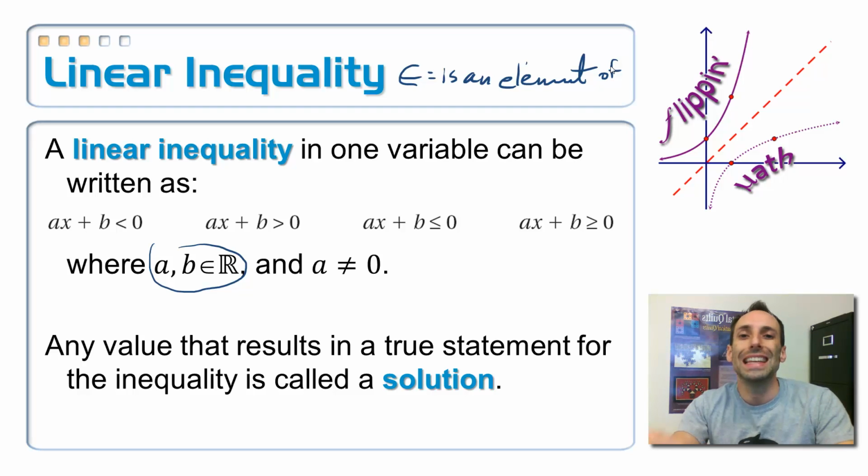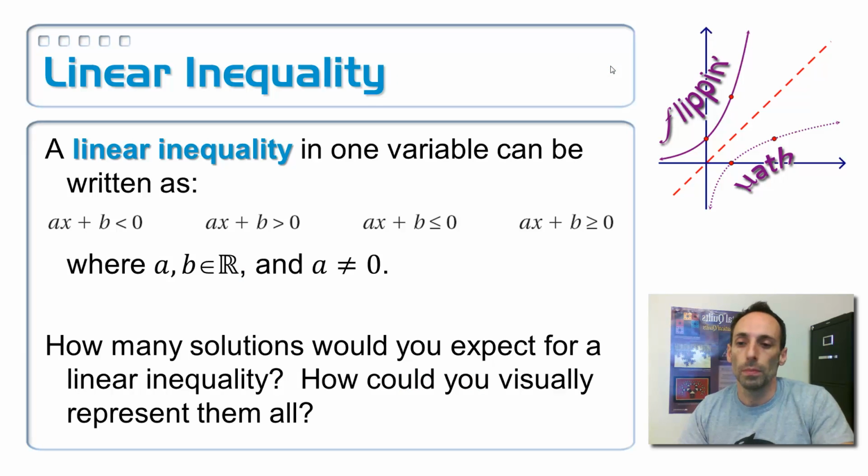Whenever you solve an equation, you're expected to get one answer, like x equals 5, and you're done. But here, for an inequality, it's anything that makes your inequality true. So maybe the number 5 makes your inequality true, but maybe so does 4. So how many solutions would you expect for a linear inequality? Well, you sometimes have an infinite number of solutions, okay?